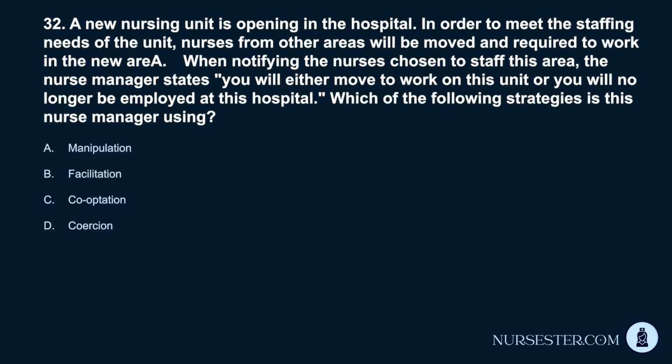32. A new nursing unit is opening in the hospital. In order to meet the staffing needs of the unit, nurses from other areas will be moved and required to work in the new area. When notifying the nurses chosen to staff this area, the nurse manager states, "You will either move to work on this unit or you will no longer be employed at this hospital." Which of the following strategies is this nurse manager using? A. Manipulation. B. Facilitation. C. Co-optation. D. Coercion. Correct answer: D.